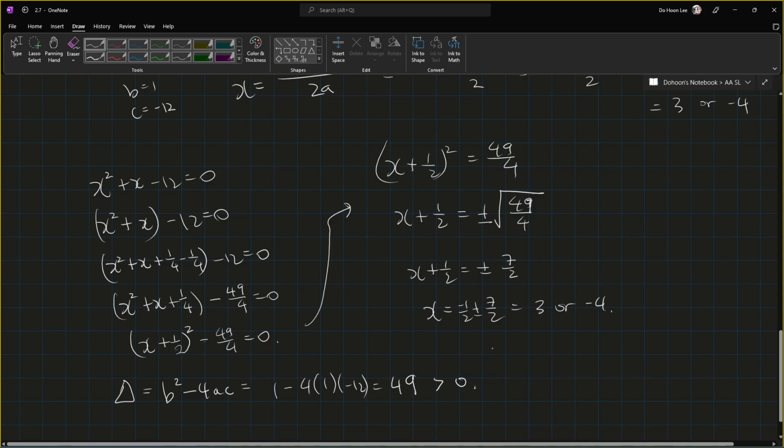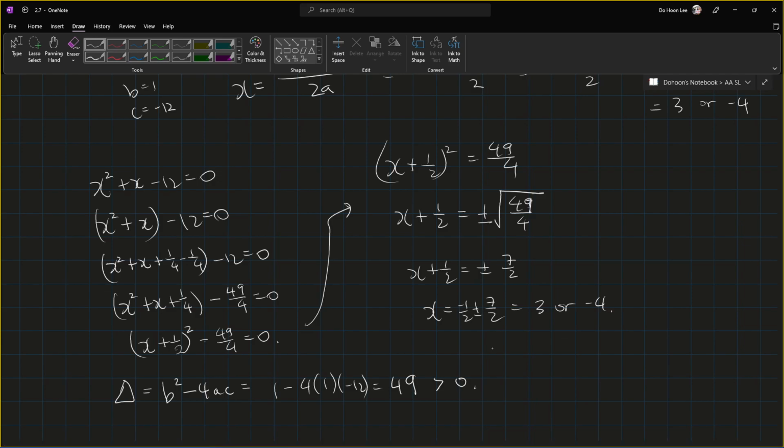Okay. So if the discriminant is positive, then the equation has two real roots, right? As you saw, the roots were 3 or negative 4.